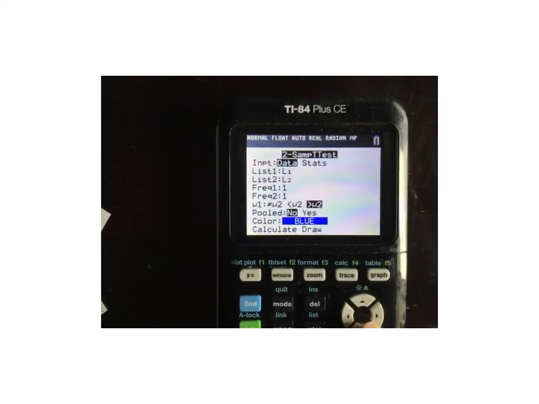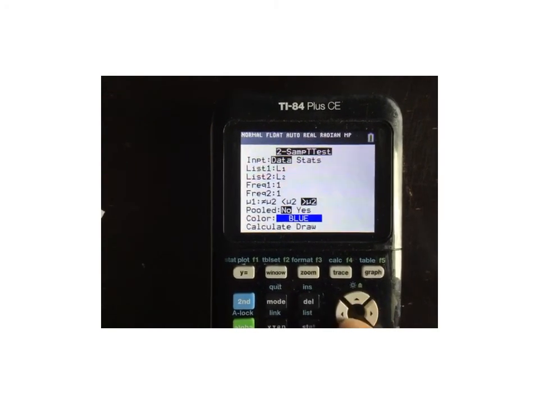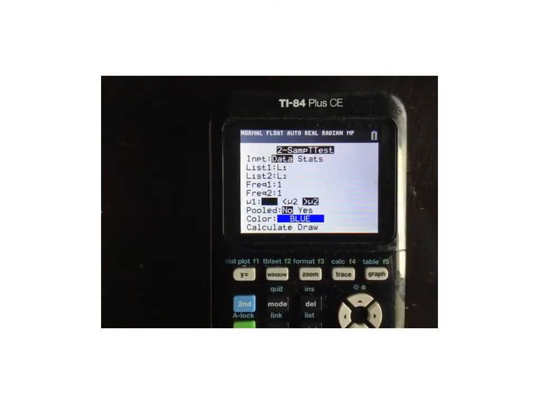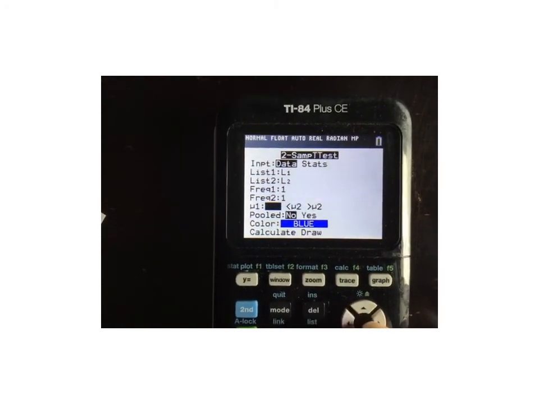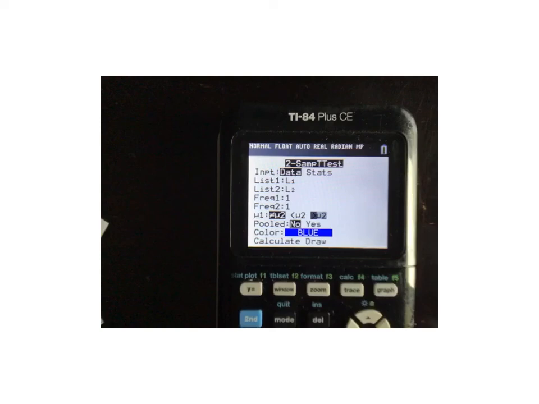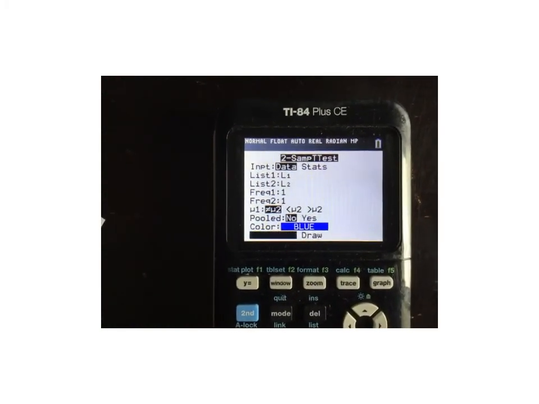And so I have the data. I have the data in list 1 and list 2. I could enter the stats if I wanted. And then my alternative hypothesis is not equal to. It's really important that we change that. This is the number one mistake in the calculator, is not changing the alternative hypothesis here. And then I'm going to calculate.